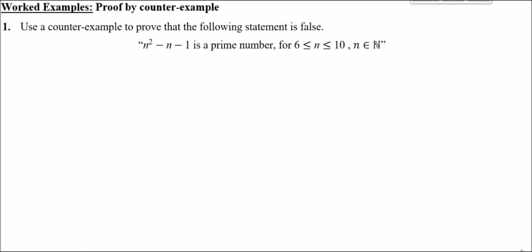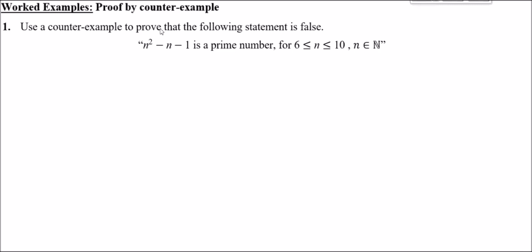So, worked example 1. Use a counterexample to prove that the following statement is false. N squared minus n minus 1 is a prime number for n from 6 to 10 inclusive, where n is a member of the natural numbers. So n has to be a counting number, so that excludes decimals or fractions.